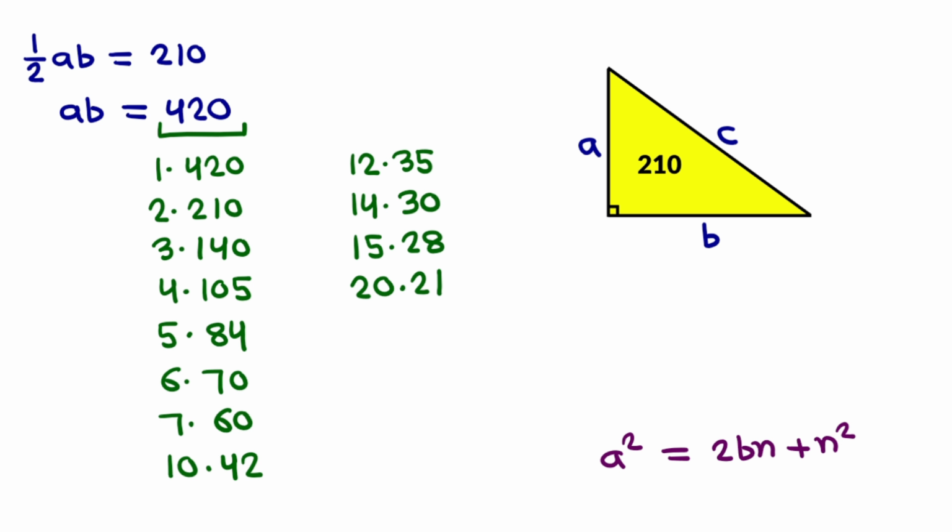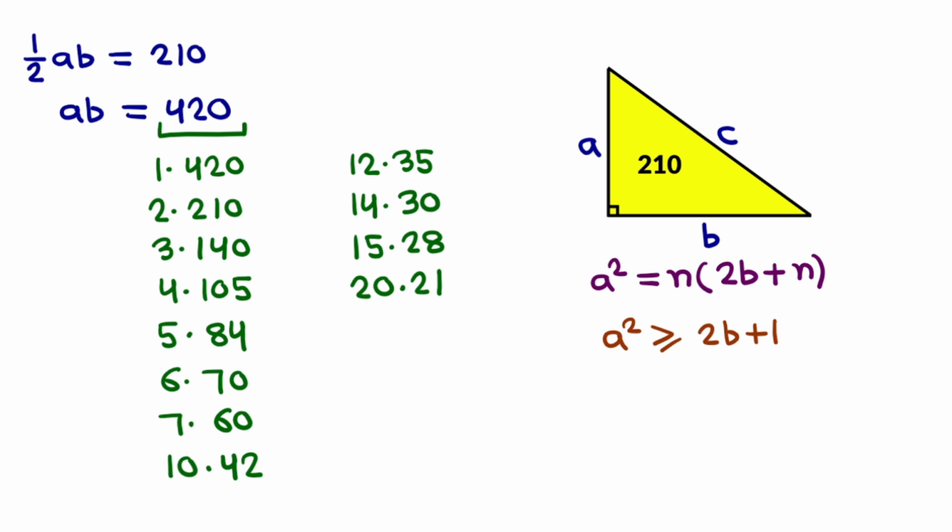Factor out n, and we get our key equation. A squared equals n multiplied by the quantity 2b plus n. This gives us a very useful filter. Since n is at least 1, the smallest possible value of n times the quantity 2b plus n is 2b plus 1. Therefore, a squared must be at least 2b plus 1. And that eliminates a lot of our factor pairs immediately.